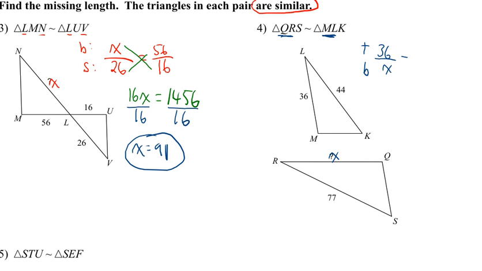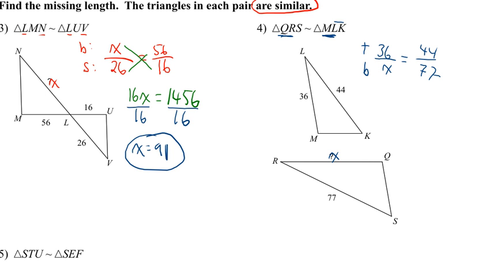Equals. Then I take the other number from my top triangle. Top triangle is on top, so 44 is on top. It goes between the last two numbers. 77 is on the bottom. It goes between R and S, the last two numbers.